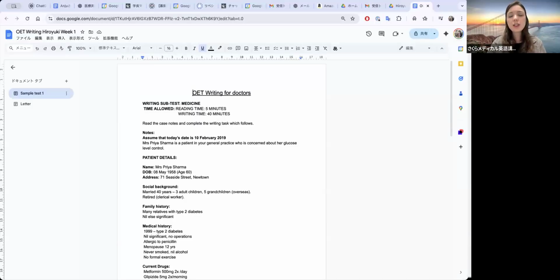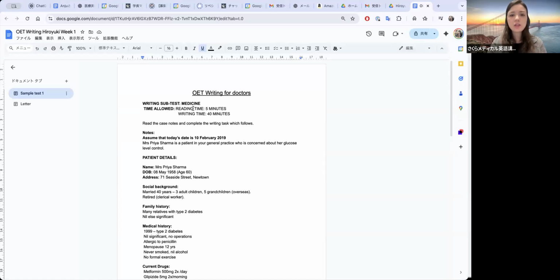OET writing is marked by examiners according to a criteria sheet. So is OET speaking. OET reading and listening are, I guess, scored by a computer. You just choose the correct option. So let's first start by explaining OET writing. Here I've got the OET writing for doctors.